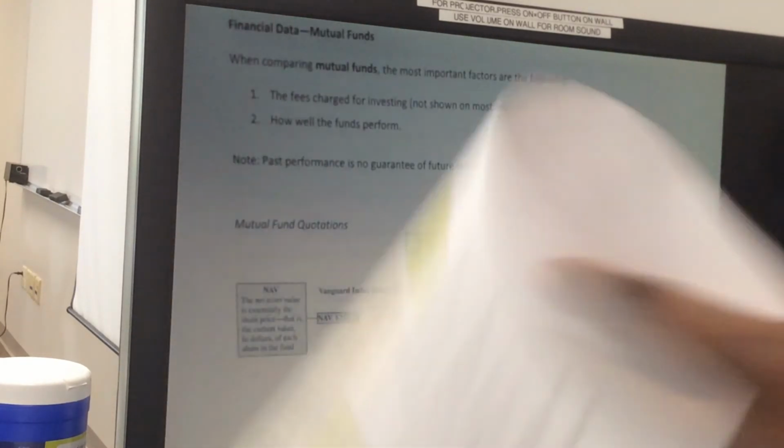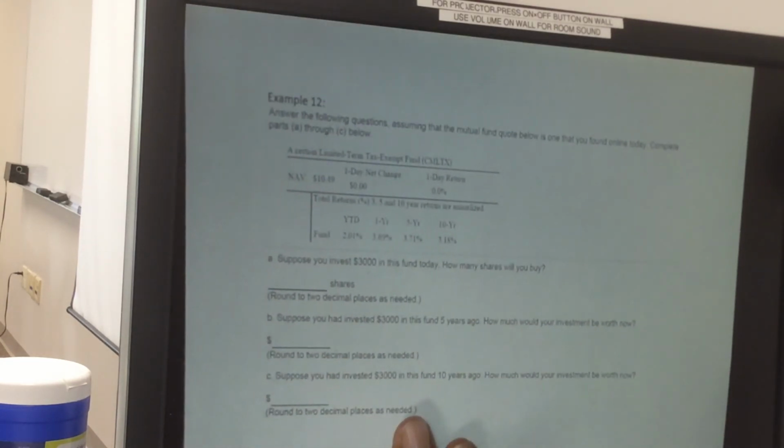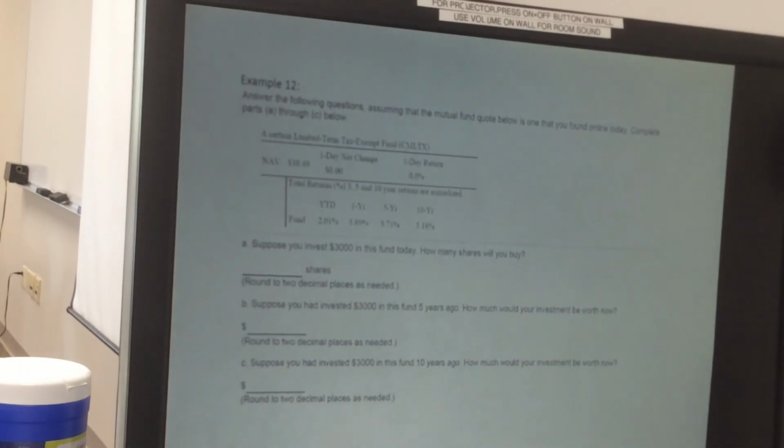Okay. Now, in this example here we got a table somewhat like that I just showed you, and we're going to answer the following questions, assuming that the mutual fund quote below is one that you found online today, and you're going to complete parts A through C below. So in part A, suppose you invest $3,000 in this fund today. How many shares will you buy?